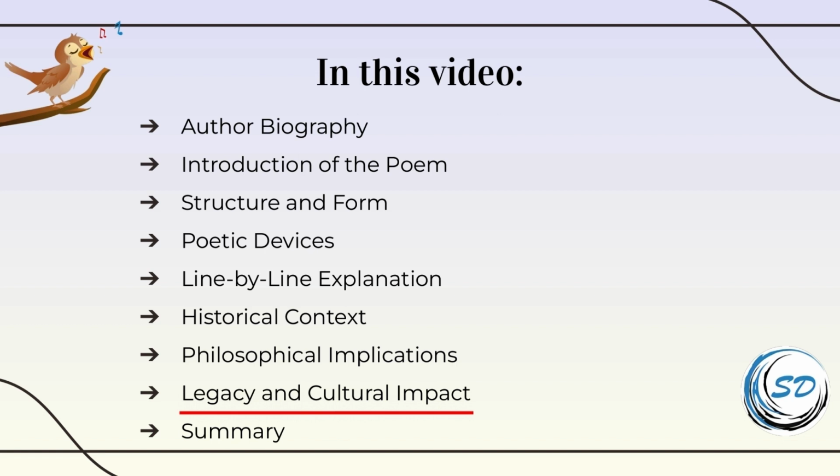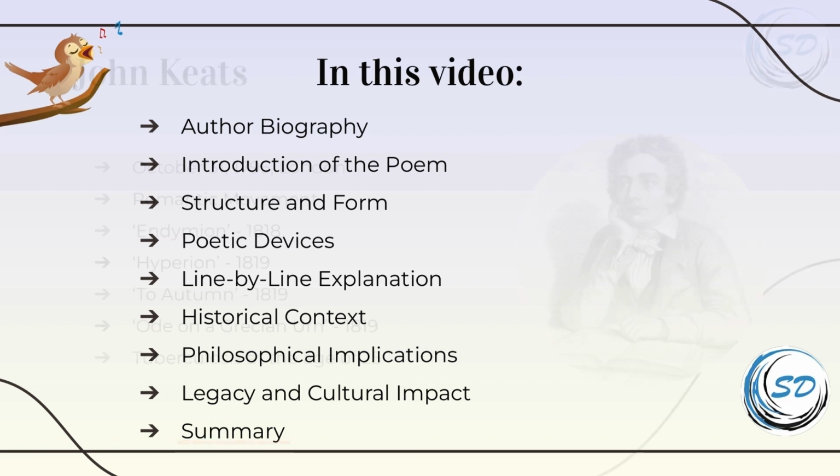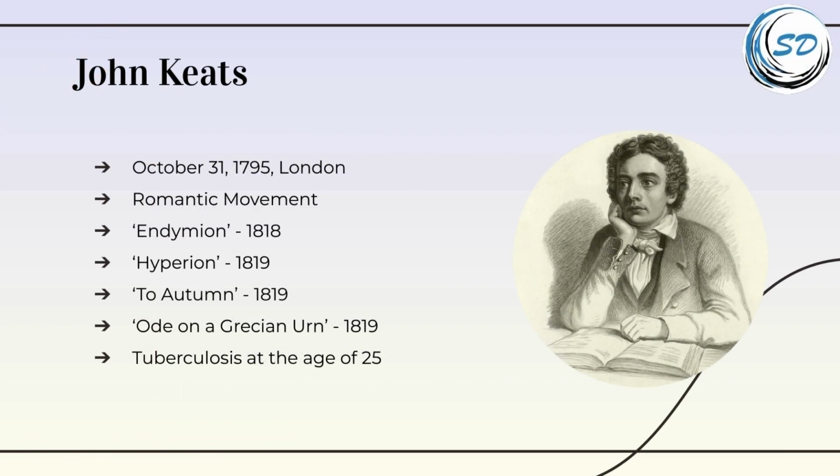We will witness how his timeless work continues to inspire generations of poets, writers, and artists, shaping the world of literature and culture. In the last section, I will provide a concise summary of the poem, encapsulating its essence and themes. Today, we step into the enchanting world of John Keats, a brilliant poet born in London in 1795.